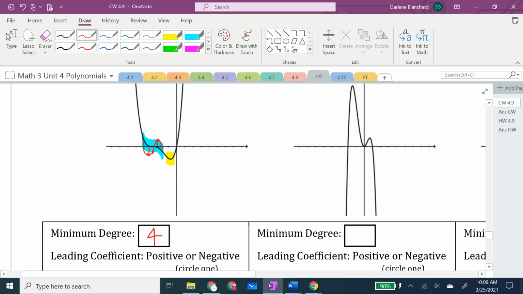And I want you to also notice that you should expect that because the ends are both going up, they're in the same direction, that your degree has to be even. It has to be an even degree. That can be an extra check that you do to make sure that you're doing this right.